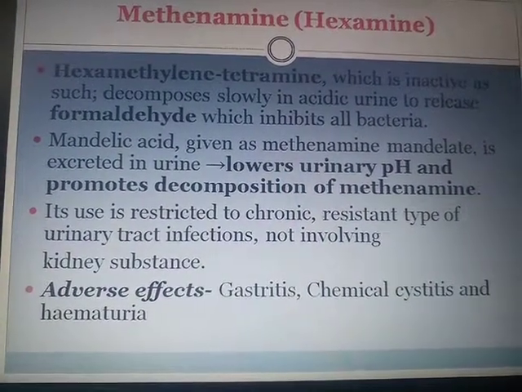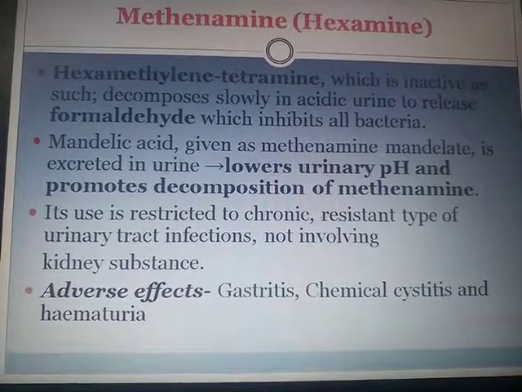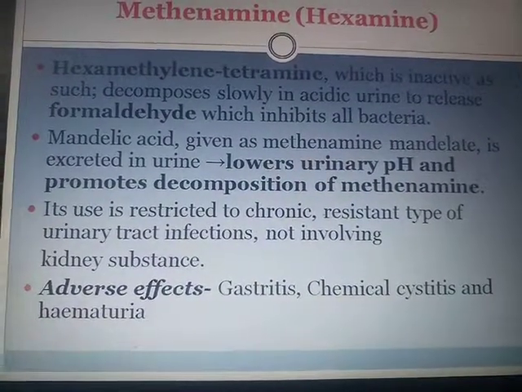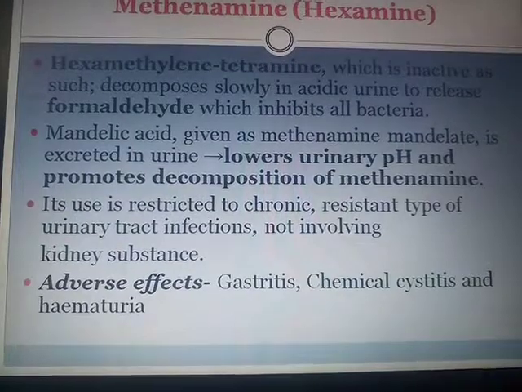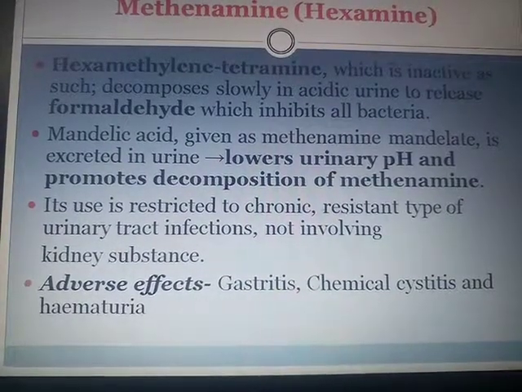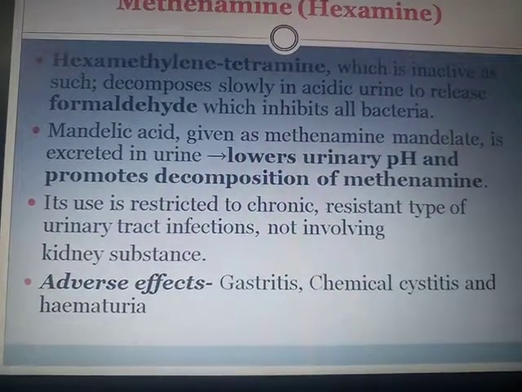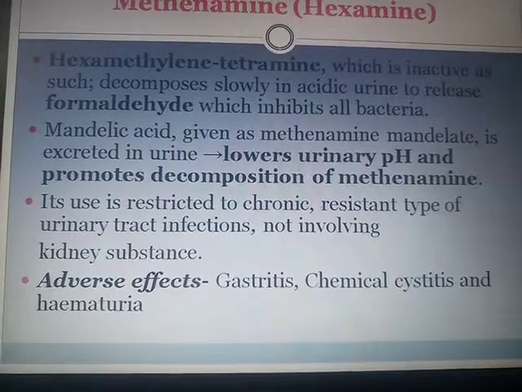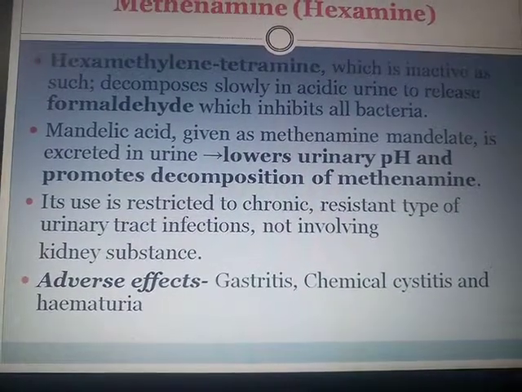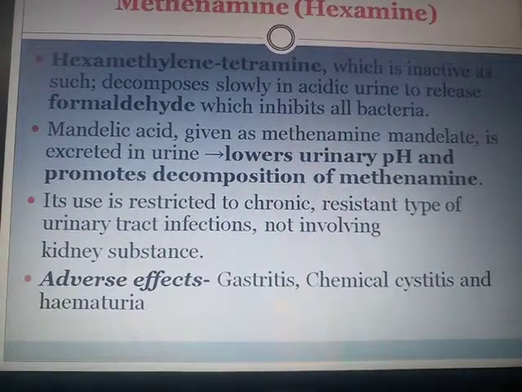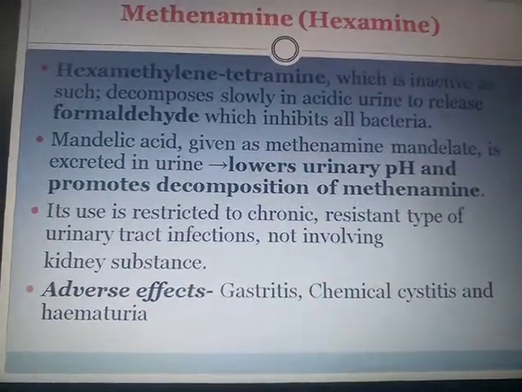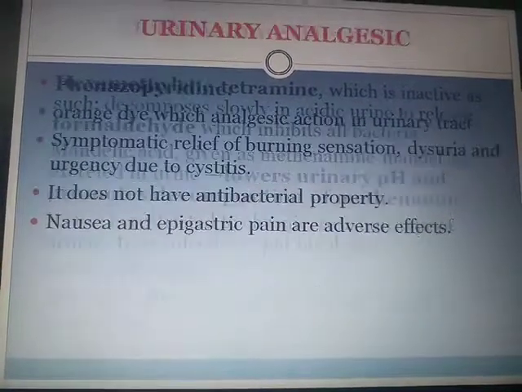Mandelic acid, given as methenamine mandelate, is excreted in urine. It lowers the urinary pH and promotes decomposition of methenamine. So its use is restricted to the chronic resistant type of urinary tract infection not involving the kidney substance. Adverse effects are gastritis, chemical cystitis and hematuria.